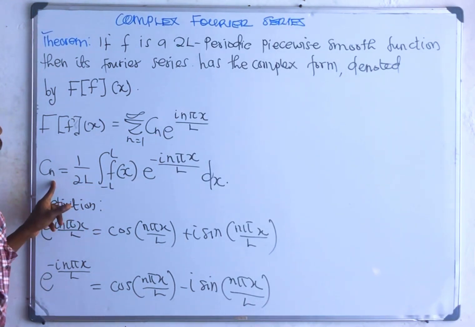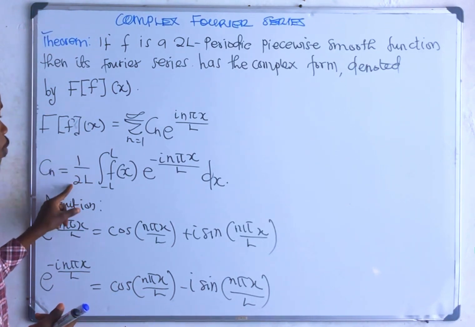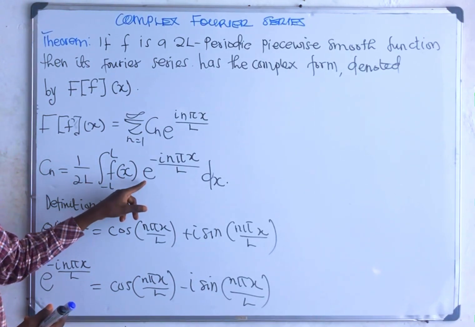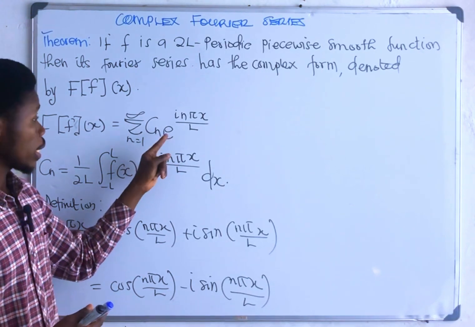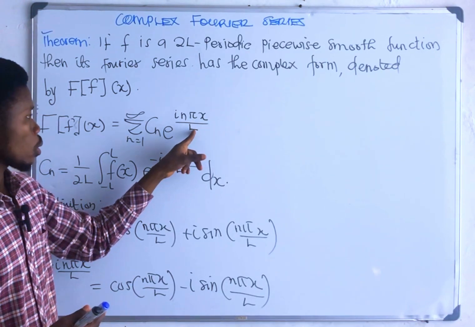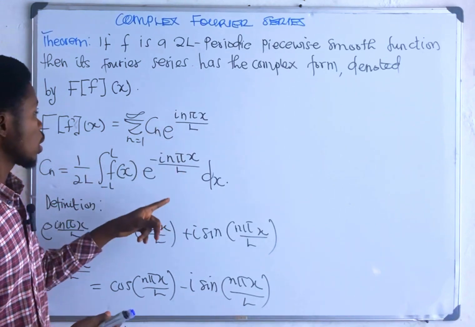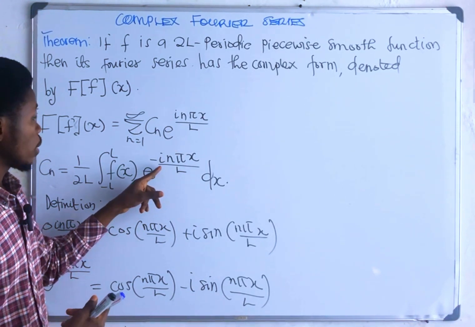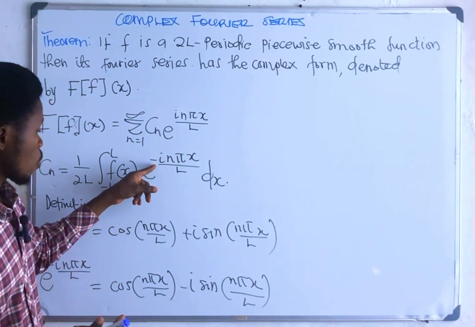So the Cn, because it's 2L periodic, this time it's not just L, it's 1 over 2L, integral of negative L to L, f at x, e to the power. Now look here. Here, on the summation side, the e was to the power positive in pi x over L. Now the i is coming in because of the complex nature of it. But when it comes to this place and you are integrating, here is negative, here is positive, here is negative. So you should take note. You shouldn't be confused with it.